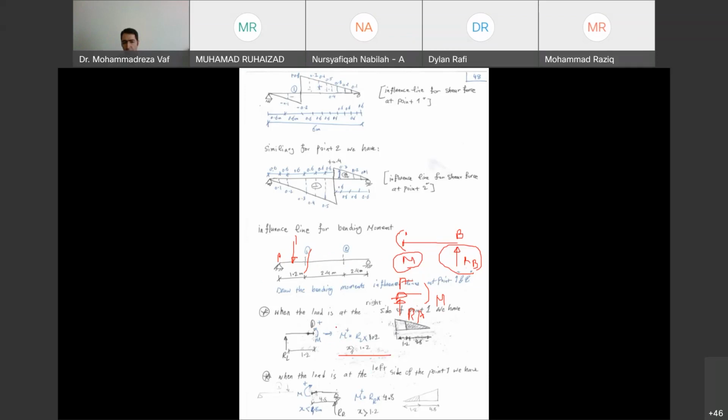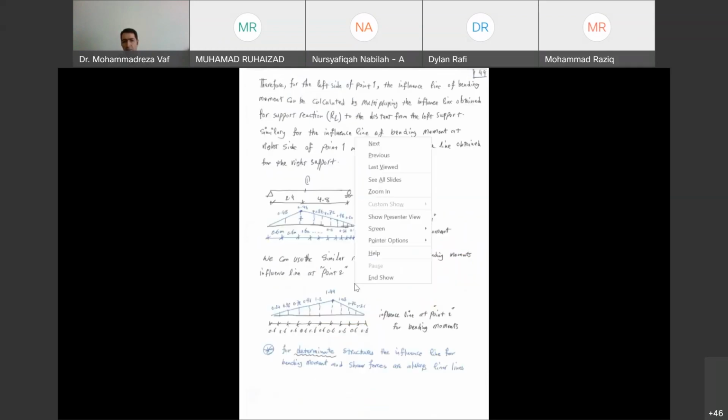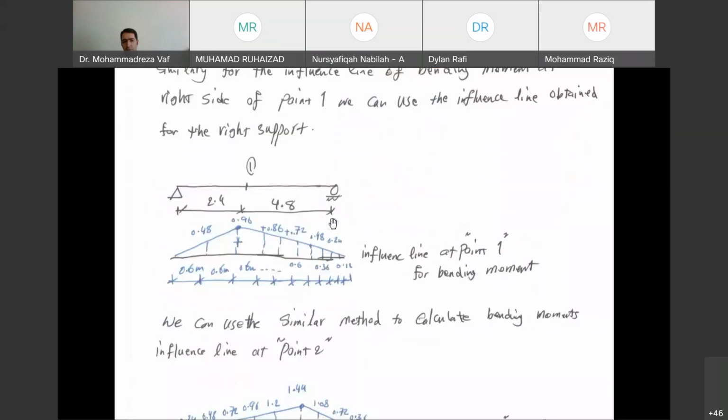You can see in one case M equals RA multiplied by 1.2, and in another, RB multiplied by 4.8, which is the length of the span. If you do this calculation, you get this bending moment influence line. For point 1, we know how much RA is. We just multiply those values by 1.2 and 4.8, and then we get the values of bending moment, which is going to look like this. This curve is not a bending moment diagram. It's the influence line for bending moment at point 1.